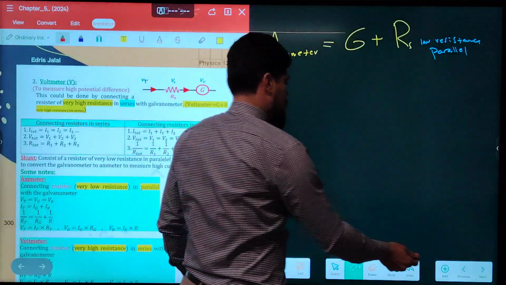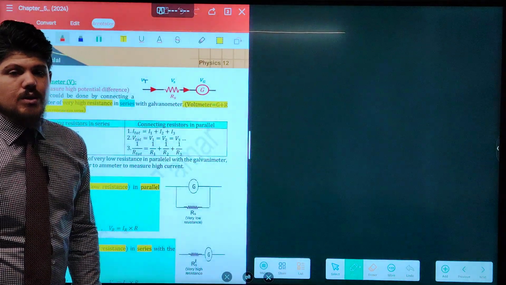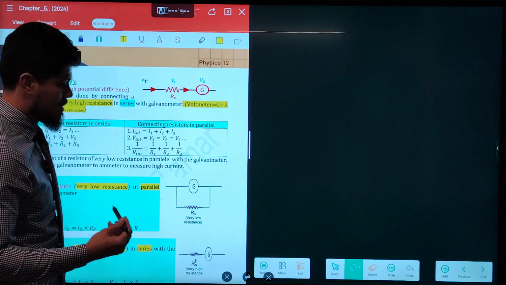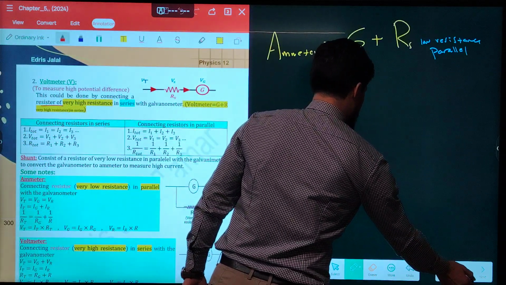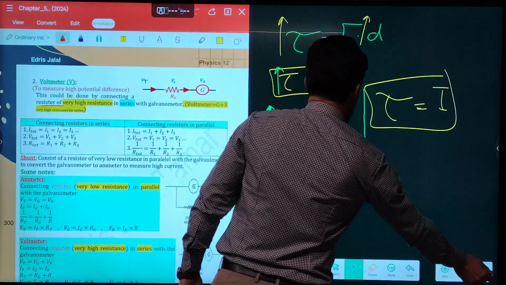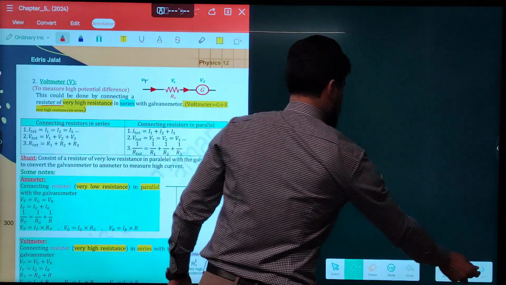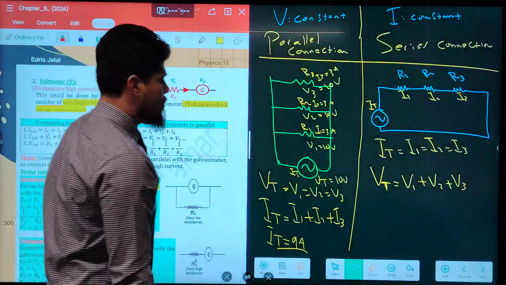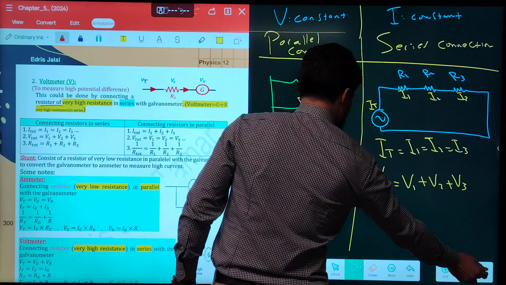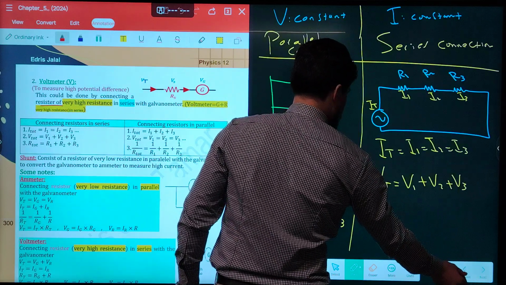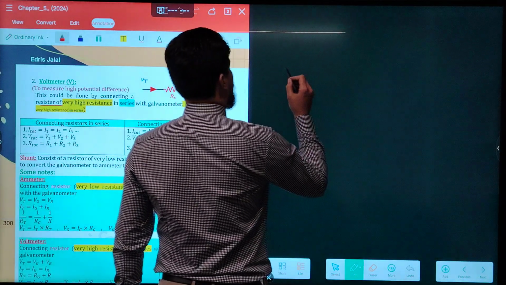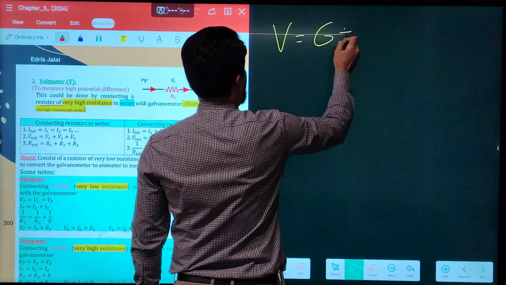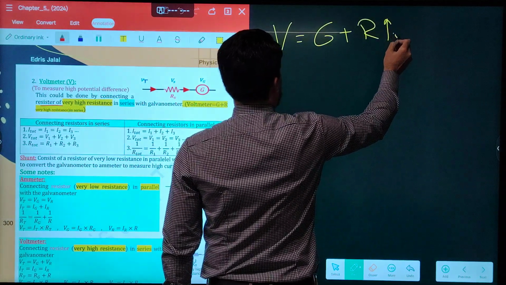The second construction: the galvanometer can be converted into a voltmeter. This is done by connecting a resistor with very high resistance. How can you convert a galvanometer into a voltmeter? By connecting a resistor with a very high resistance, in series connection. Voltmeter is equal to galvanometer plus a very high resistance in series connection.